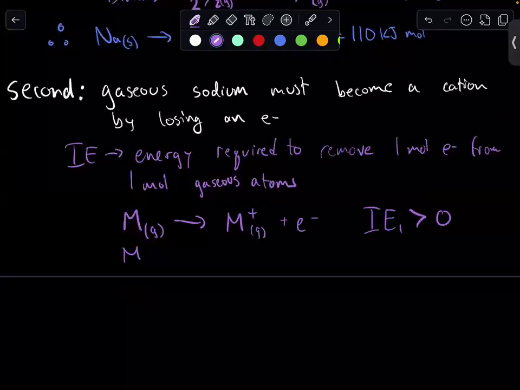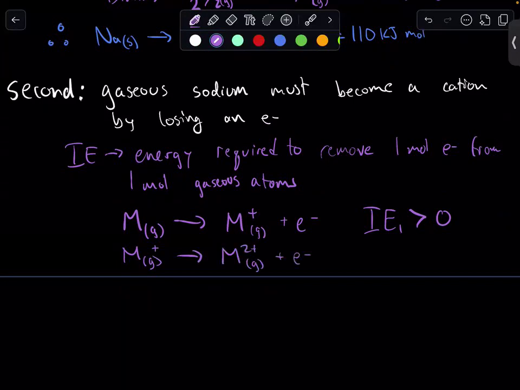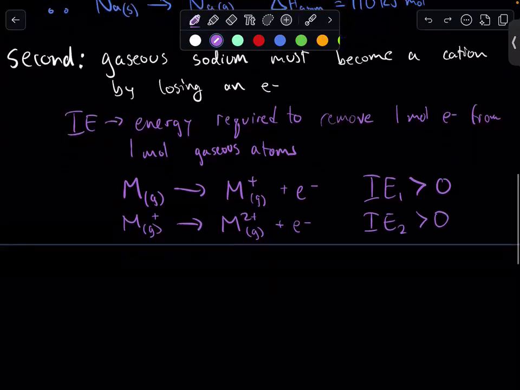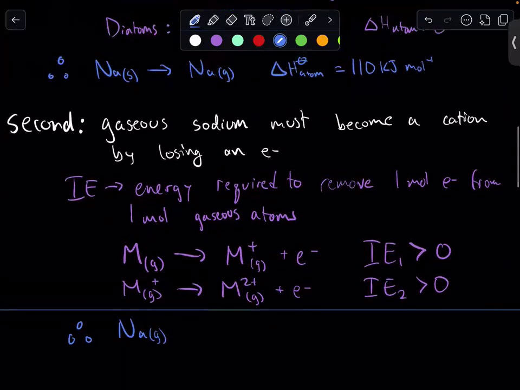Furthermore, we can take this a little bit further. If we already have an ion, we can make it a 2 plus ion, still gas, plus an electron. This would be ionization energy 2. It's greater than 0, and also it's going to be greater than our ionization energy 1. But with this said, sodium just needs to become a 1 plus metal. Therefore, Na gas. So this is our sodium from before.